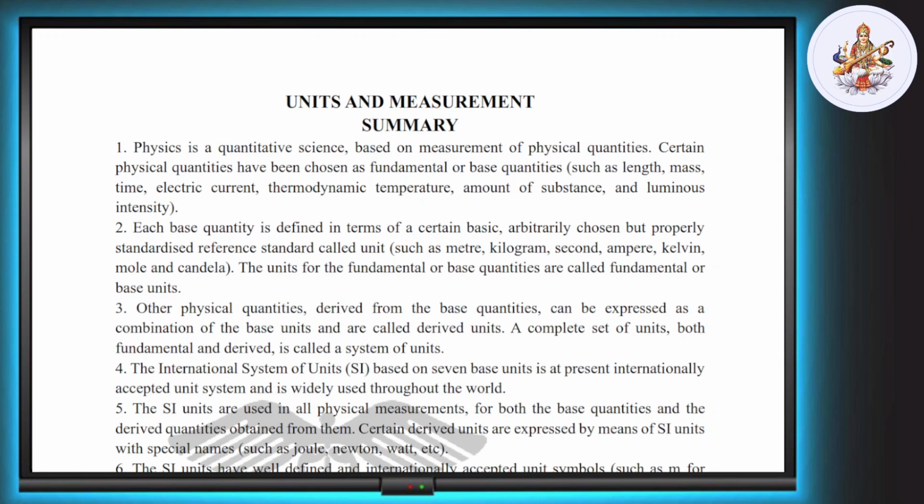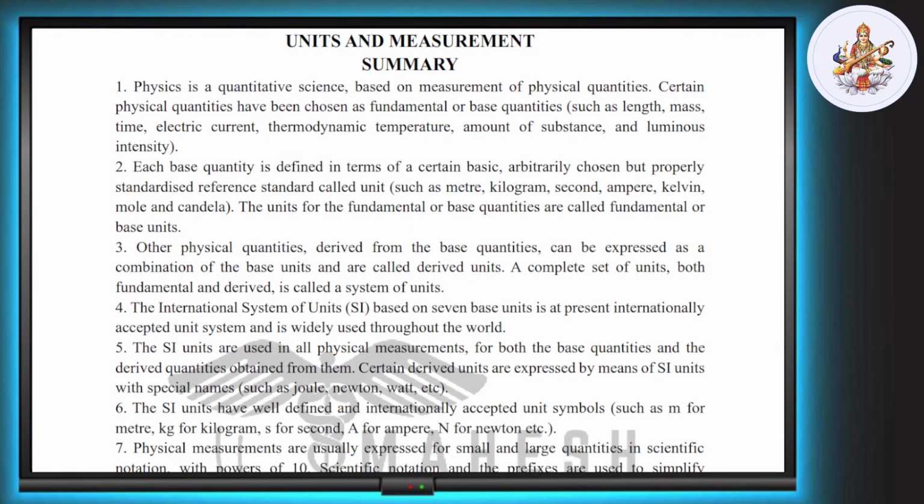4. International System of Units, SI. The most widely used system of units across the world is the SI system, or International System of Units. It is based on 7 base units, which makes it standard and reliable for measurements globally.